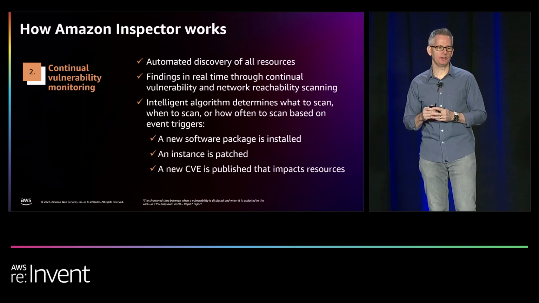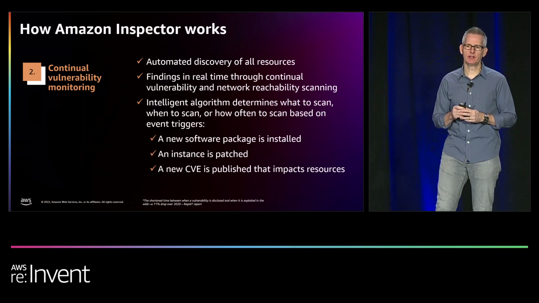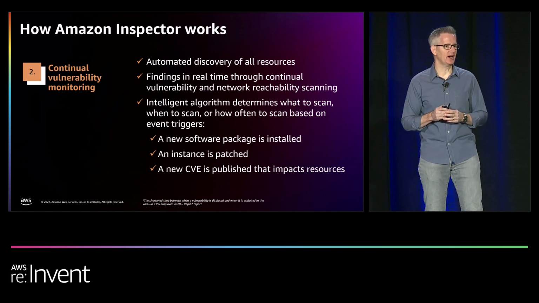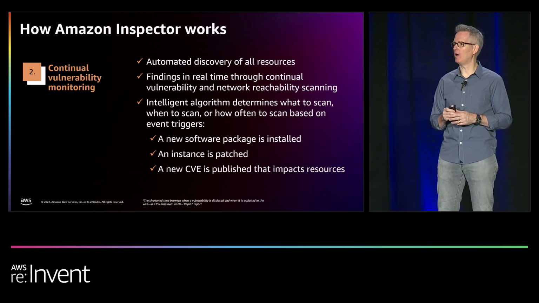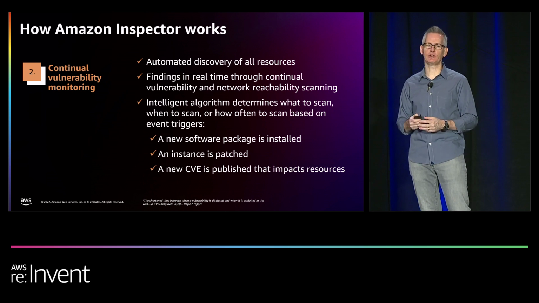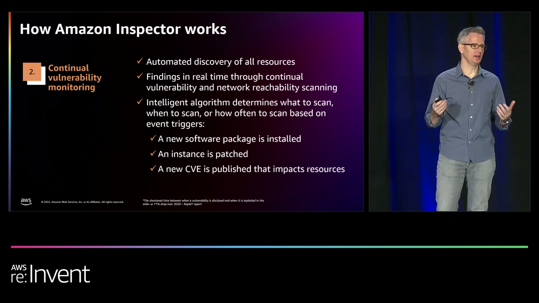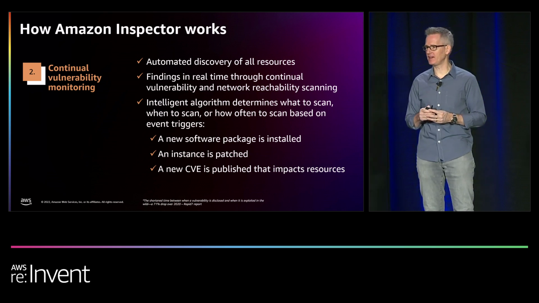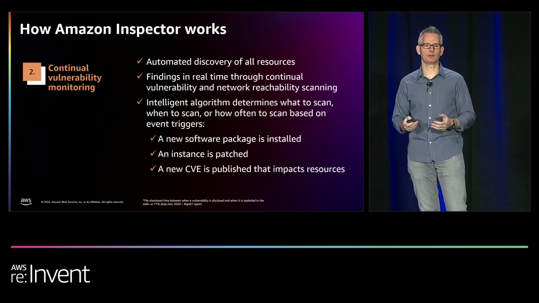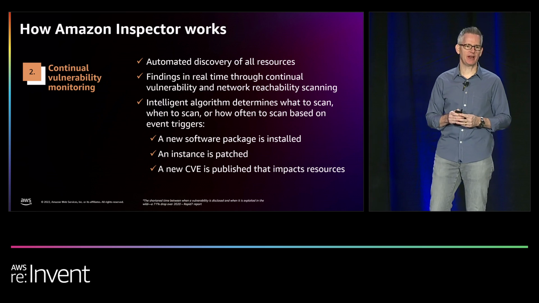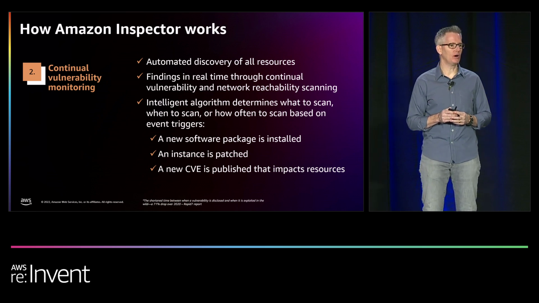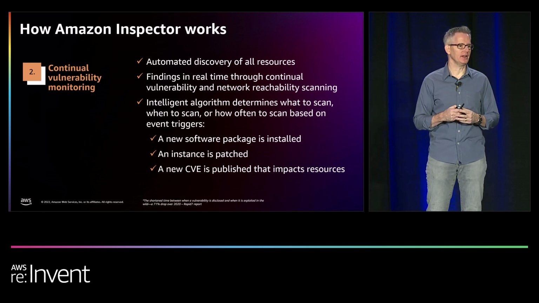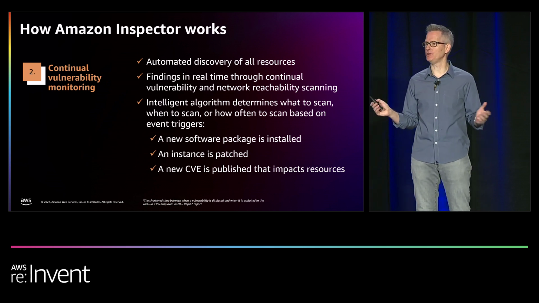Number 2, continual vulnerability monitoring. So one of the challenges customers tell us about is, how do I know what I have? All of my teams are constantly creating new resources. How do I know that I'm seeing everything? The cloud is fast, resources come up, resources go down. Amazon Inspector keeps track of all these resources for you. When you activate Inspector, it inventories everything in your account.